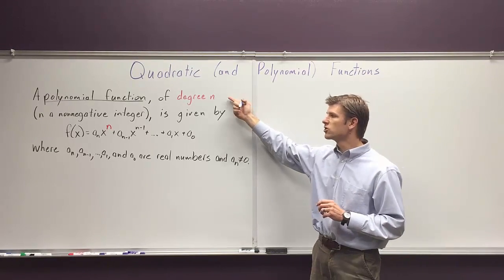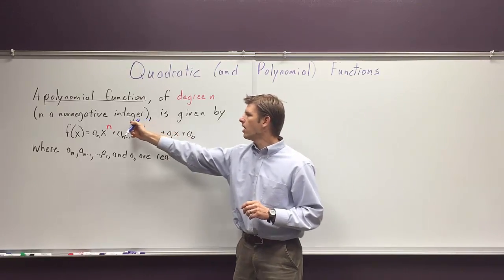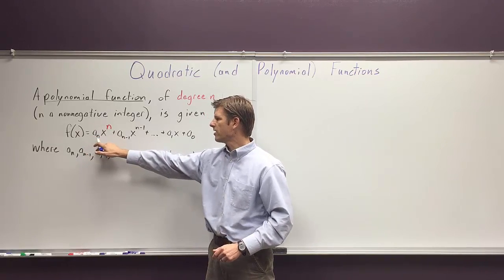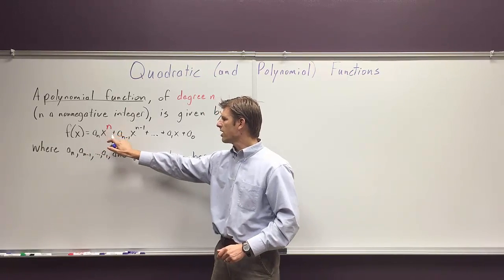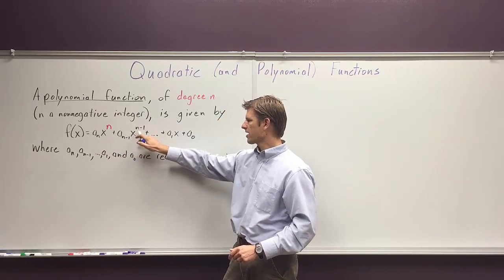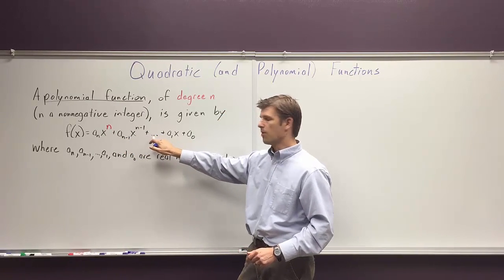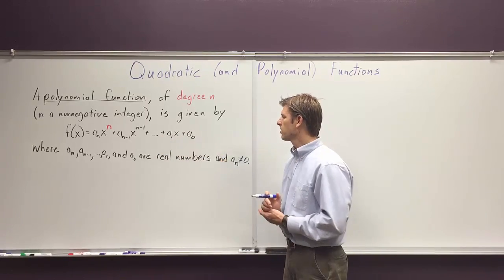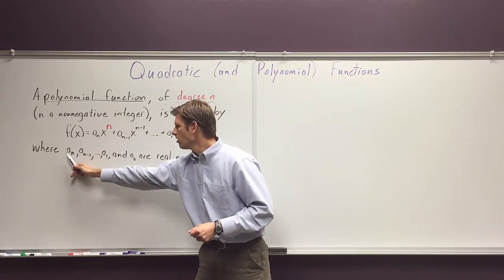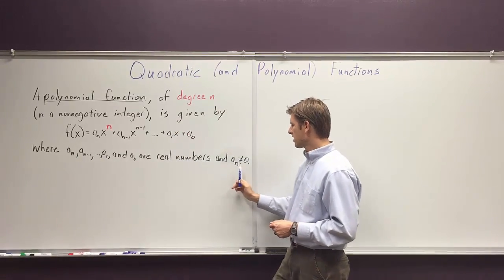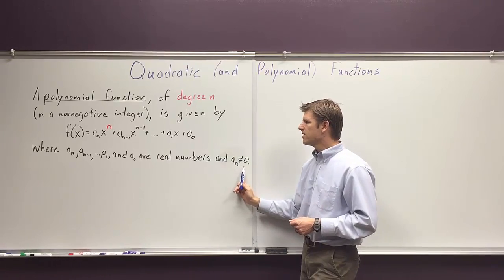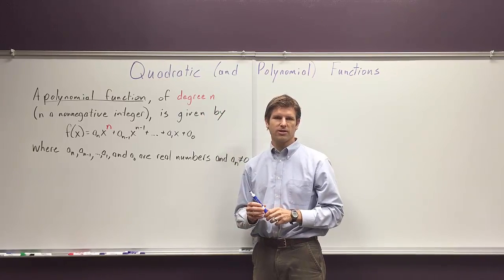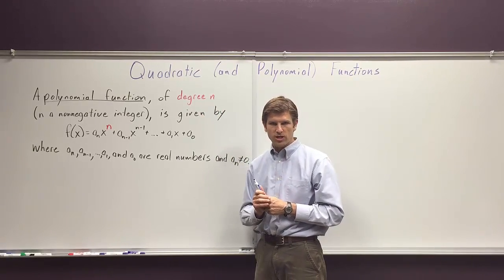A polynomial function of degree n, with n a non-negative integer, is given by f of x equals a sub n times x to the n plus a sub n minus 1, x to the n minus 1, plus a bunch of other stuff, that's what the dots mean, plus a sub 1 x plus a sub 0, where all of the a's are real numbers and a sub n is not 0. So that's how we write a technical definition, but there's a couple of things that you should just be sort of zoning in on here.